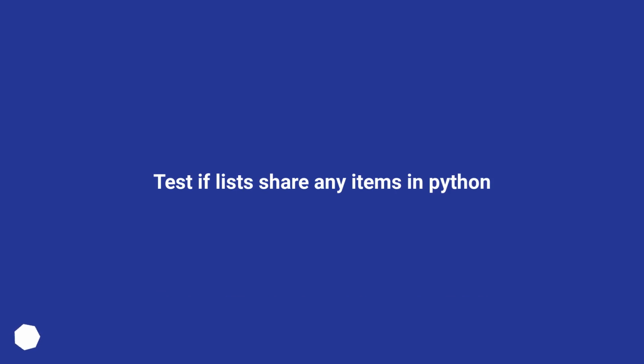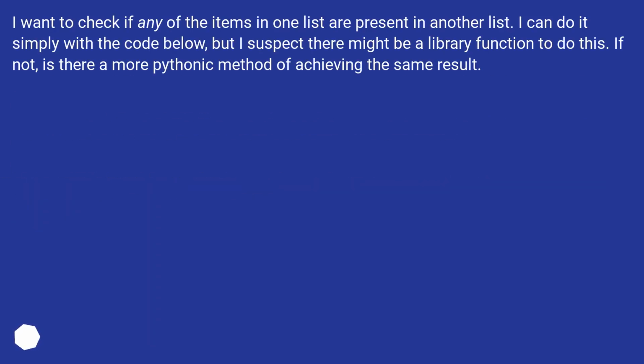Test if lists share any items in Python. I want to check if any of the items in one list are present in another list. I can do it simply with the code below, but I suspect there might be a library function to do this. If not, is there a more Pythonic method of achieving the same result?